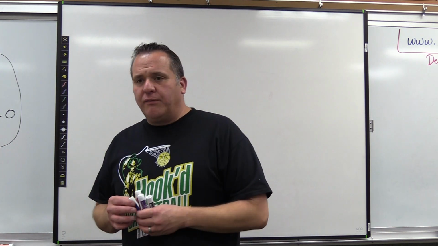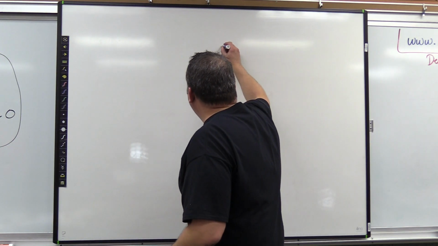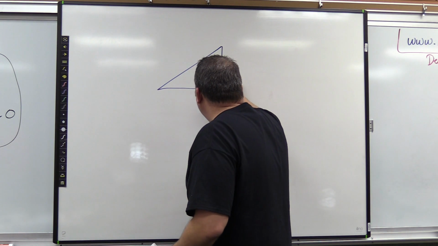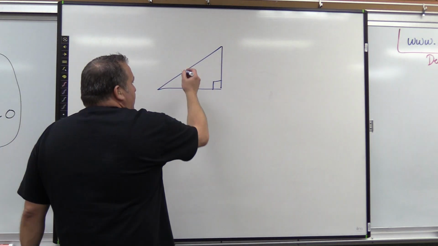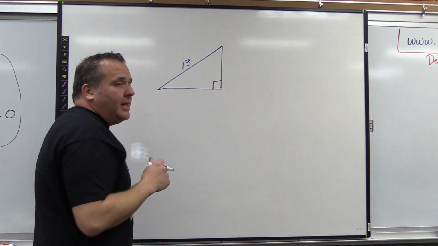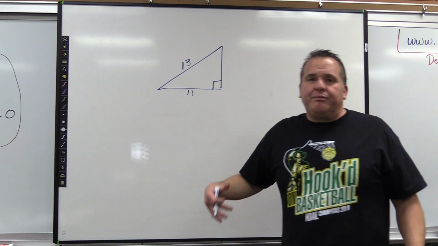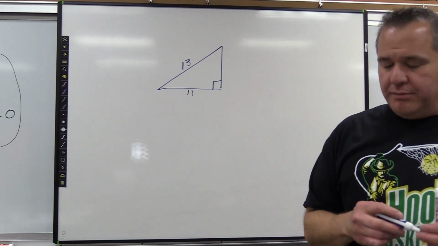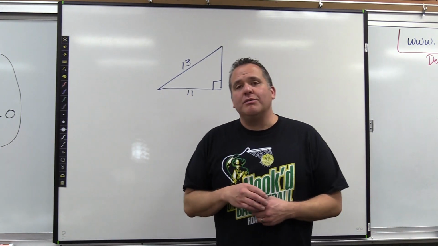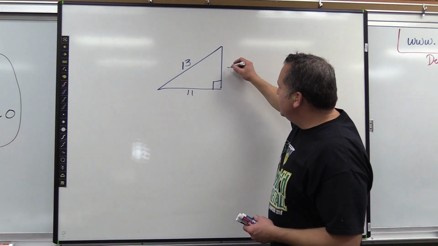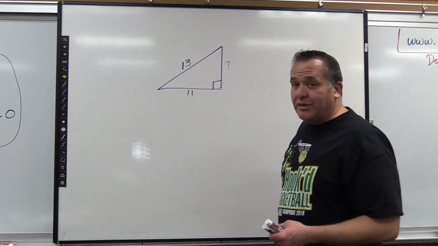If you take a look at the first problem on your worksheet, you've got this nice looking triangle. It says this side is 13, and the other side on the bottom is 11. So if we're looking at this problem, how are we going to use the Pythagorean theorem to find the missing side? The missing side is right here. We don't know what it is, so I'm going to put a little question mark there to show that's what we're missing.